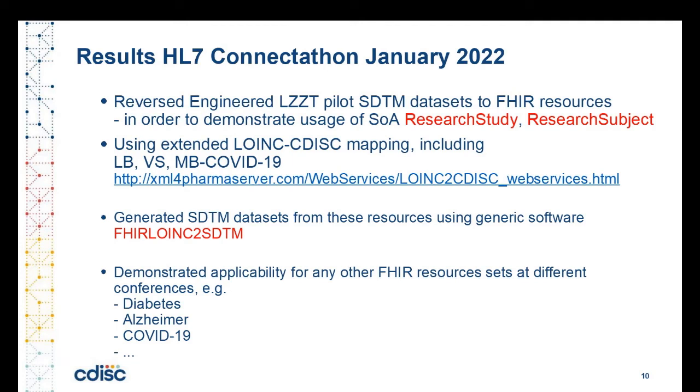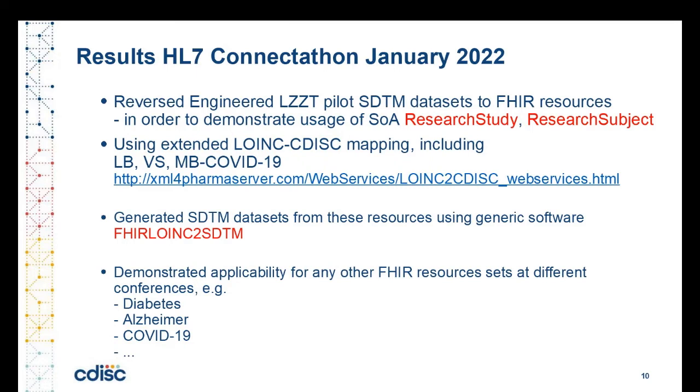For the HL7 Connectathon, we decided to reverse engineer the well-known LZZT SDTM datasets to FHIR resources, also in order to be able to demonstrate the usage of the newer FHIR research study and research subject resources. This reverse engineering step proved to be more straightforward than expected. As almost all electronic health record systems use LOINC coding for tests, but CDISC still sticks to its own post-coordinated control terminology, we used a considerably extended version of the LOINC-CDISC mapping, which has been implemented as a RESTful web service that is free for everyone to use.